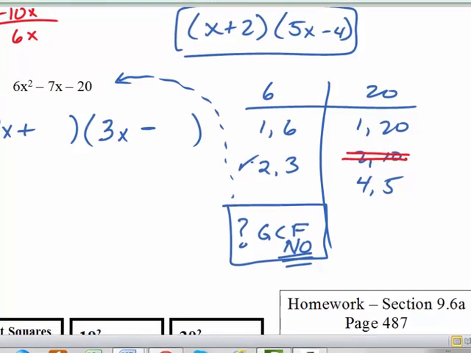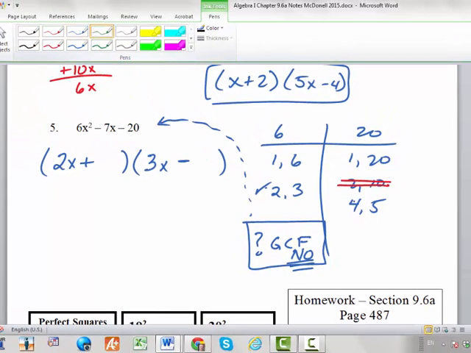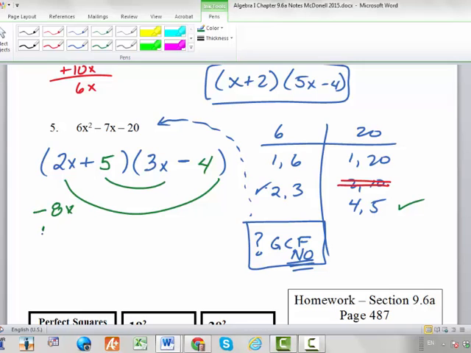The only thing left that we possibly can try is 5 and 4, or 120? I'm going to go with the 5 and 4 because they're closer numbers together. Now let's do our FOIL with the OA part, and let's see if we got it. Outside is negative 8x. Inside is positive 15x. That gives us 7x as a result. That's the opposite of what we wanted, so all we need to do is change our signs. So this first one becomes a negative, and the second one becomes a positive.